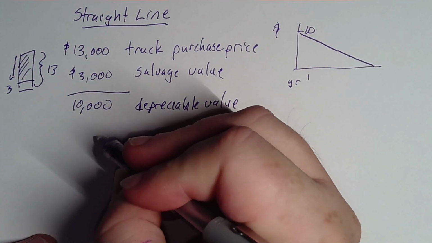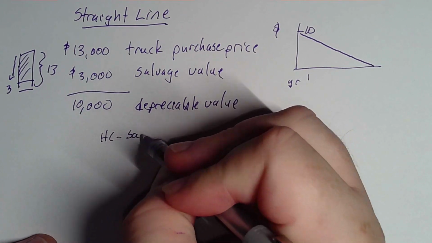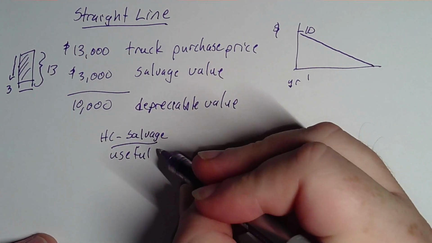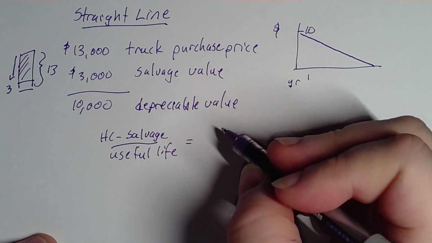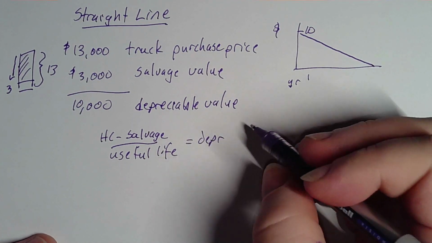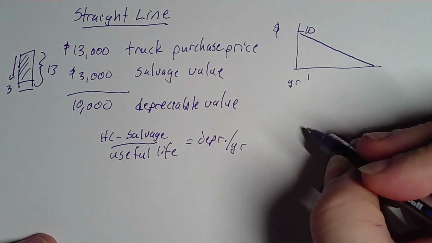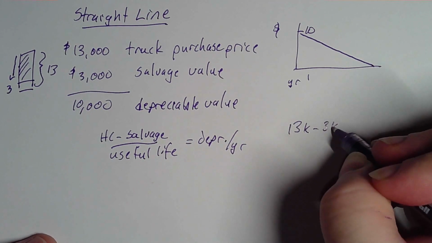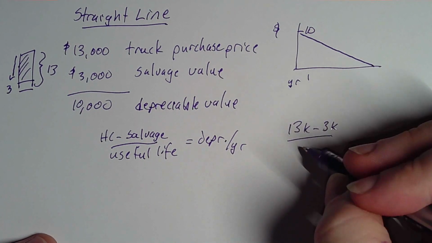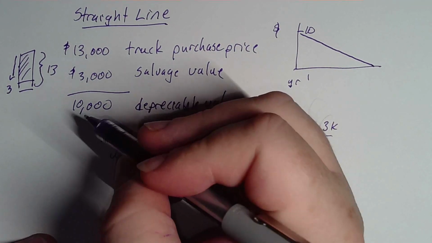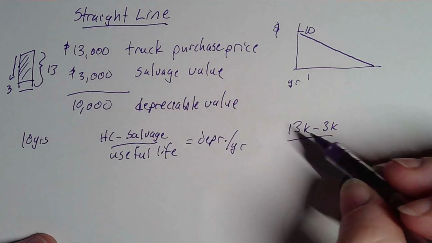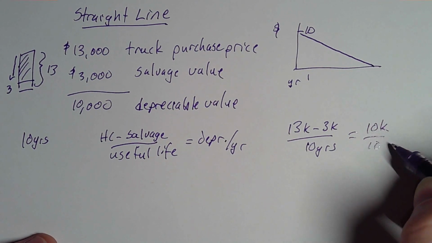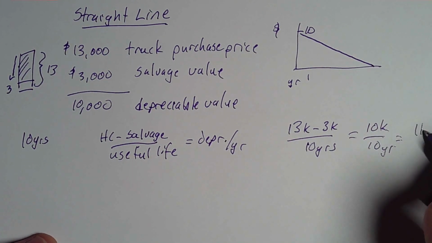So how do we figure it out? Well, we take the historical cost minus the salvage value over the useful life. And that's going to be the depreciation per year. And I'll abbreviate depreciation DEPR. So in this case, what do we have? We've got 13,000 minus the salvage value of 3,000 over the useful life of, I didn't say it. So it's 10 years. Let's say it's 10 years useful life. So what do we get? We get 10,000 over 10 years. Or 1,000 per year.